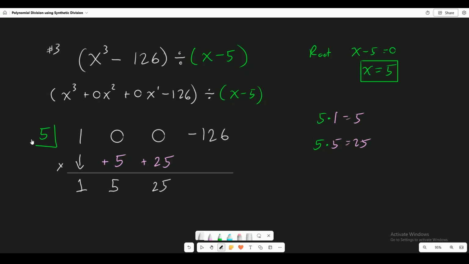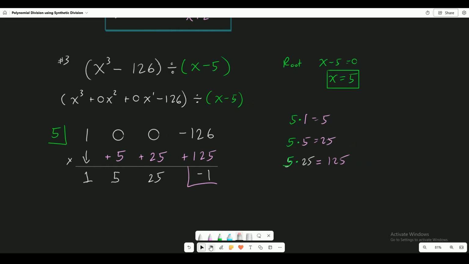Next, we're going to multiply 5 times 25, and that gives me 125. So this is 125, and we're going to add it. And because it's my last one, that's going to be my remainder. Negative 126 plus 125 is simply negative 1. Okay? Negative 1. Just like that. And we're done.